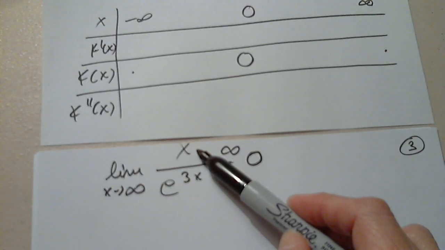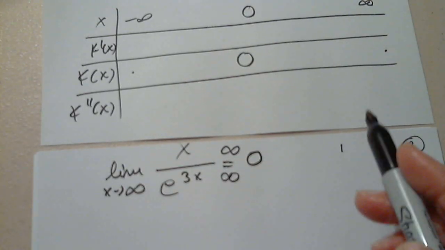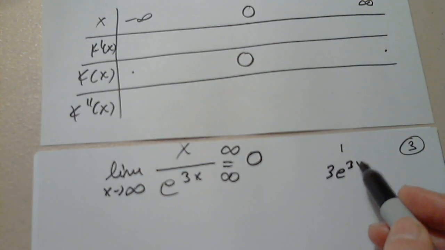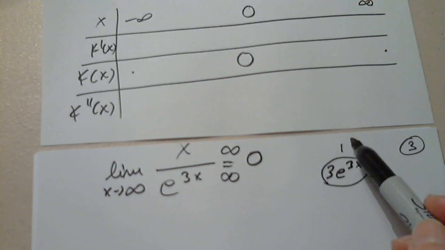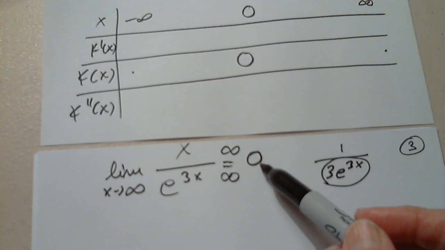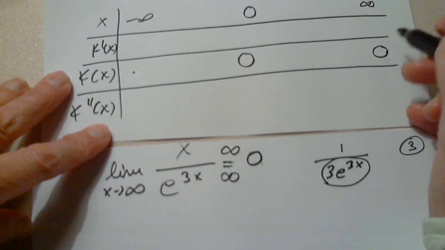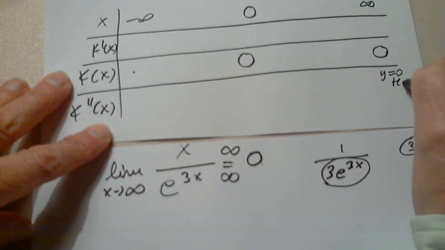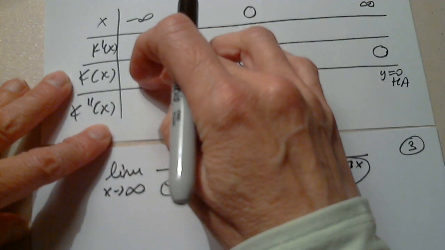Because when we differentiate the numerator, we get 1. When we differentiate the denominator, nothing really happens. This stays extremely strong. And as we know, 1 divided by huge approaches 0. So I know that this is 0 and y equals 0 is a horizontal asymptote at infinity. I haven't determined anything here yet.